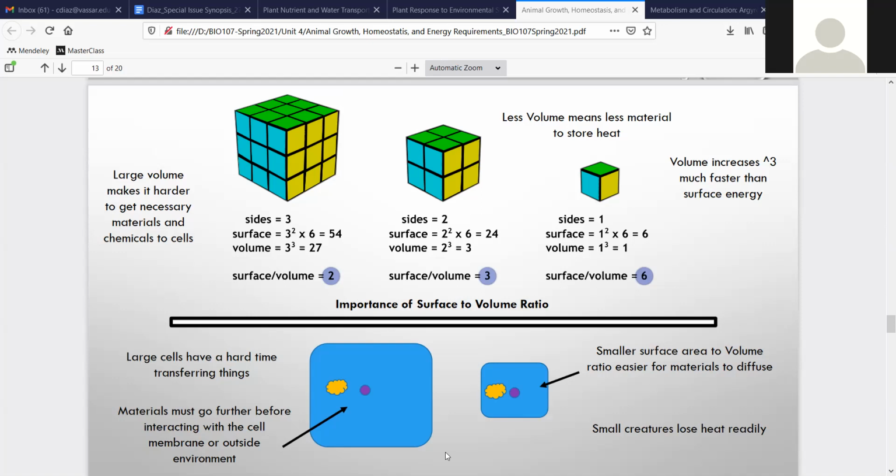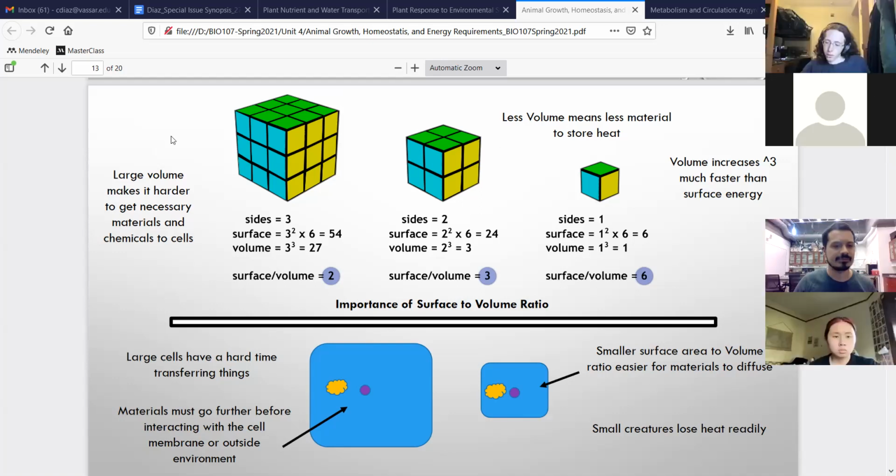Did that answer your question about the partial pressure, or do I need to say that more? All right, wonderful. Sweet. All right.